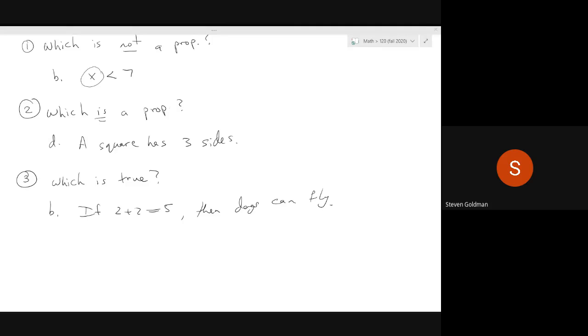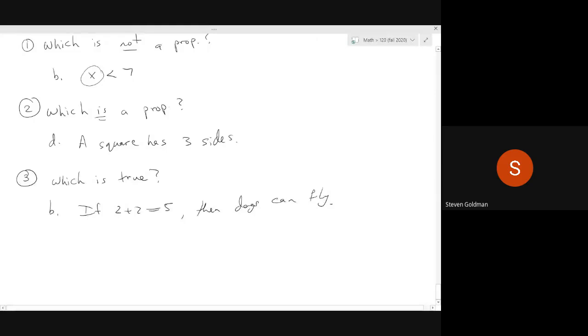For parts C and D, those were biconditional statements where the two parts had different truth values, so they were both false. C was 2 plus 2 equals 5 if and only if 1 plus 1 equals 2. The first is false, the second is true, different truth values. And D was 2 plus 2 equals 4 if and only if dogs can fly. So one is true, one is false. Again, two different truth values, so that would be false. So the true one was D.